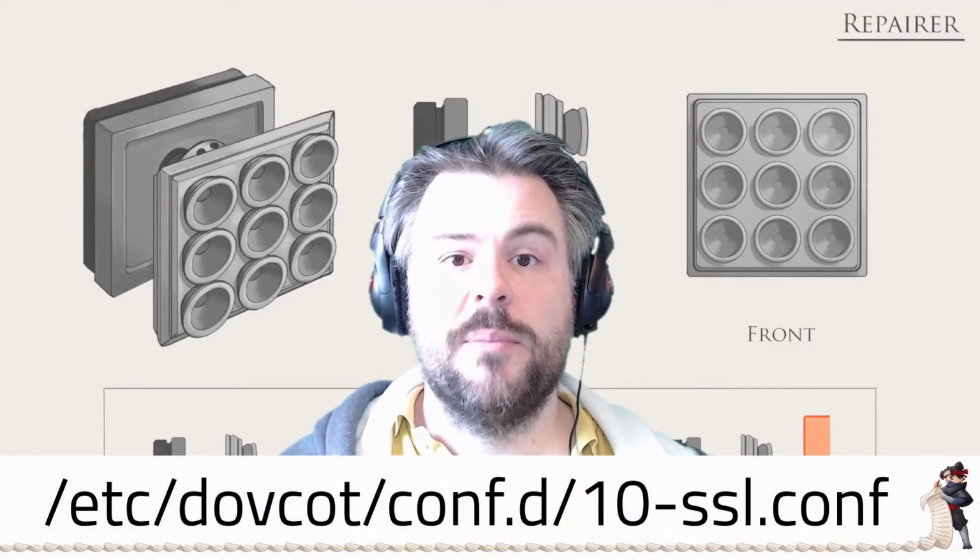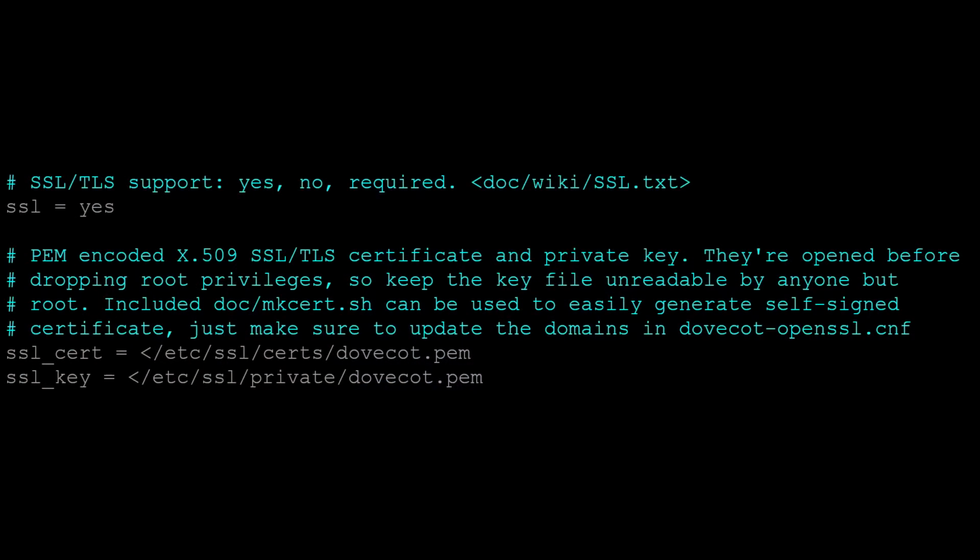In particular, open up 10-ssl. So first of all, you see there's a line there that says ssl = yes. That only means that dovecot will accept SSL connections. It won't insist on them. So you can change that to required. We're going to force therefore all connections from mail clients to use TLS encryption.